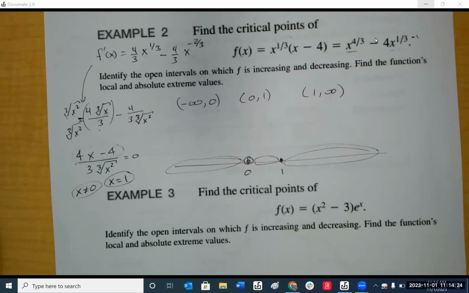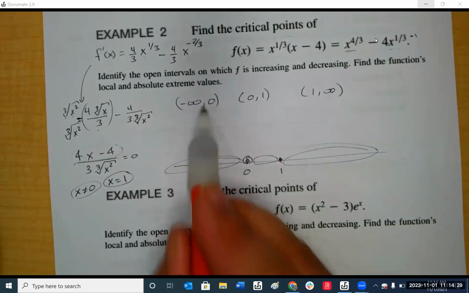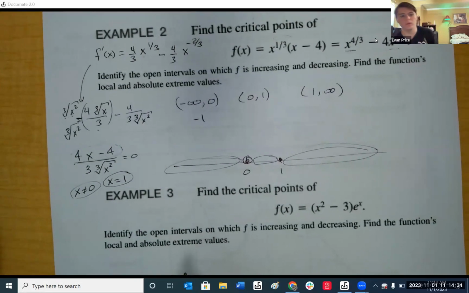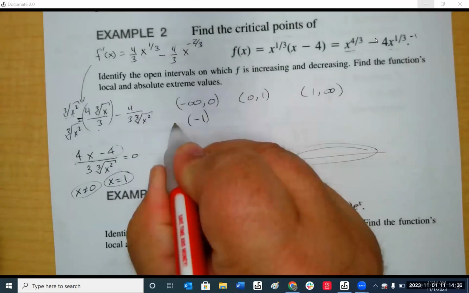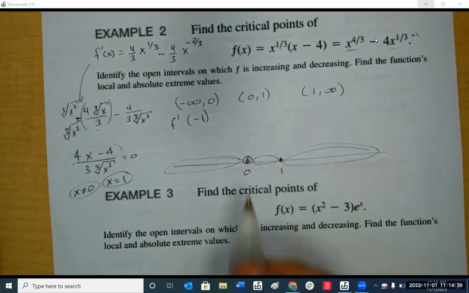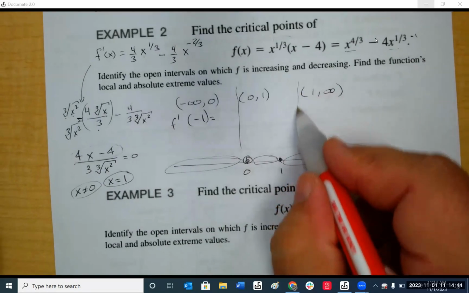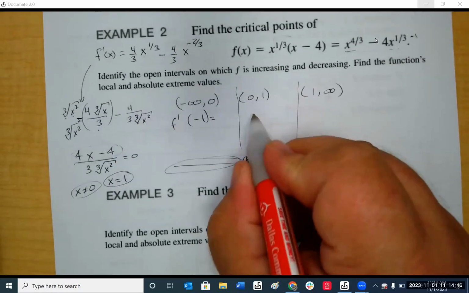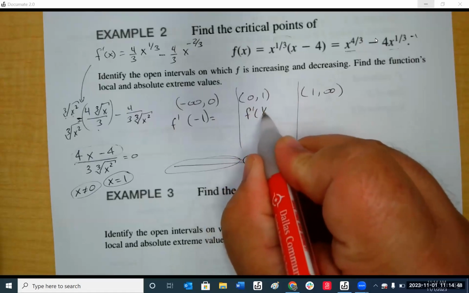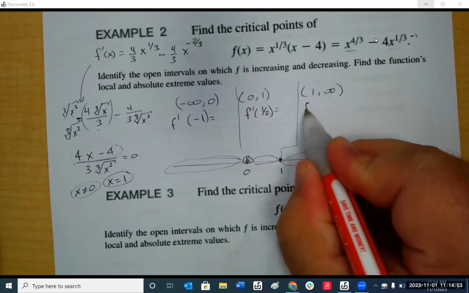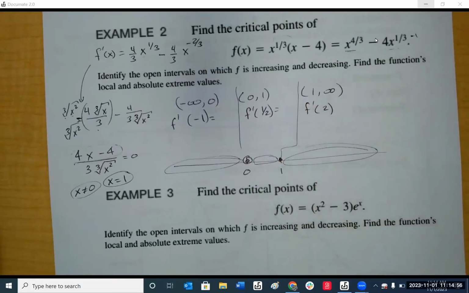Now we've got to figure out whether increasing or decreasing. How do we do that? Pick a value in this domain. So we'll do -1, plug it into 4x minus 4. Yes. So this is what we put in the first derivative. And the second one, between 0 and 1, let's use 1/2. And between 1 and infinity, let's use 2.